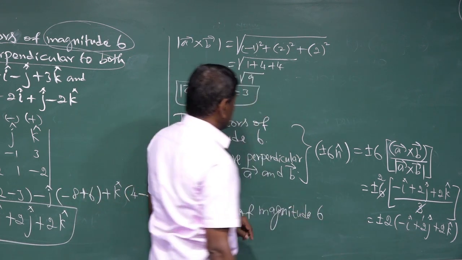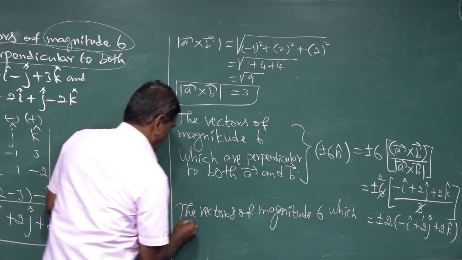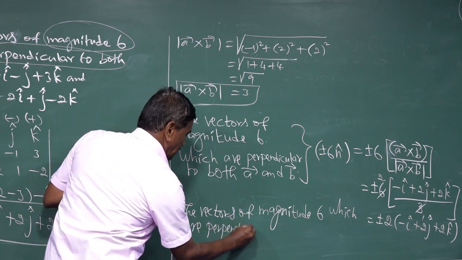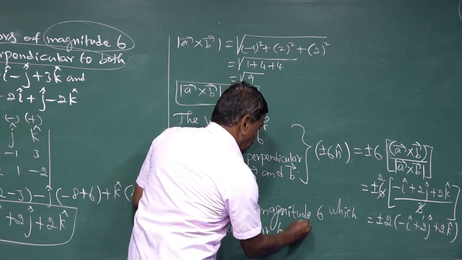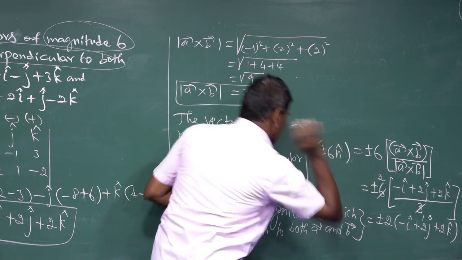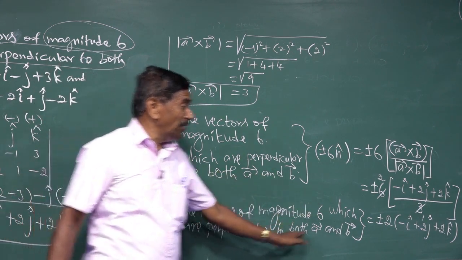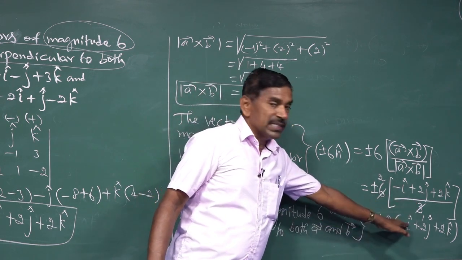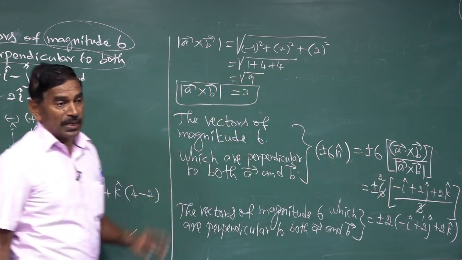The vectors of magnitude 6, which are perpendicular to both A vector and B vector, is given by the answer plus or minus 2 of minus I cap plus 2j cap plus 2k cap. So hence the answer. Okay, thank you.